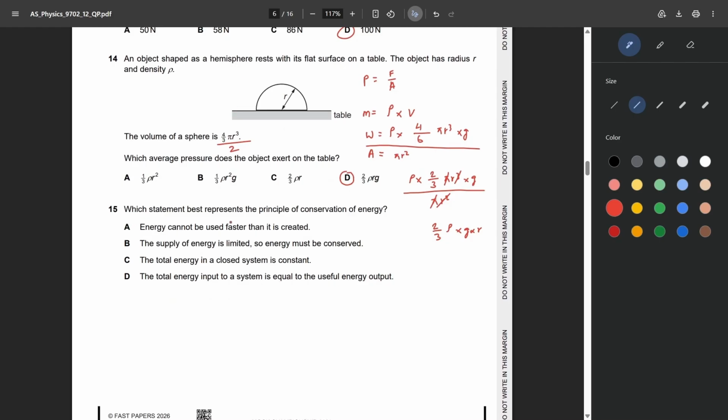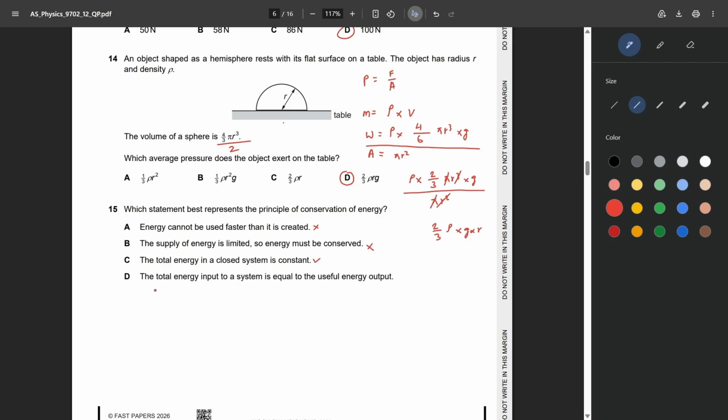Which statement best represents the principle of conservation of energy? Okay. Energy cannot be used faster than it is created. Nope, this makes no sense. The supply of energy is limited, so energy must be conserved. No, that is not what conserved means over here. The total energy in a closed system is constant.